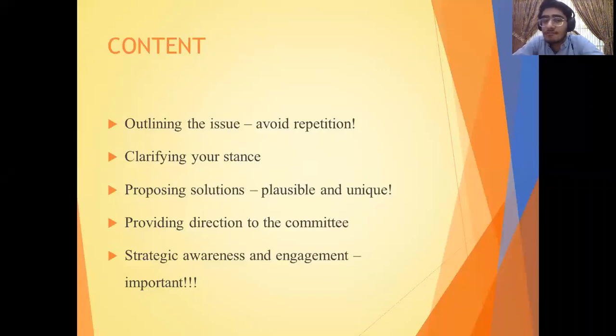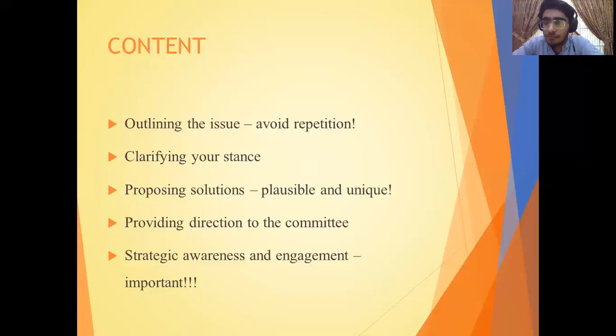That is, if people have outlined the issue very well, if people have clarified stances very well, if you're not very relevant to the committee, perhaps what you can utilize your opening speech to do is to provide direction to the committee, to tell them exactly what the breakdown of the topic is and what we should be discussing in the future. This is very useful if you're one of the last speakers delivering an opening speech.